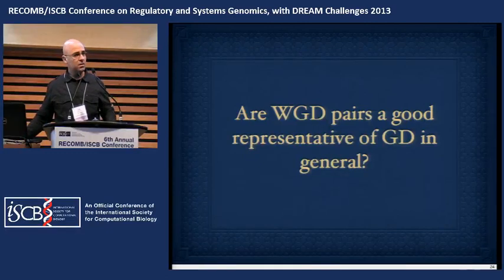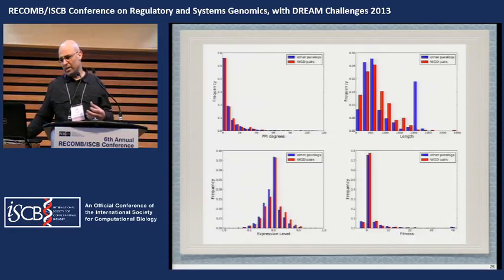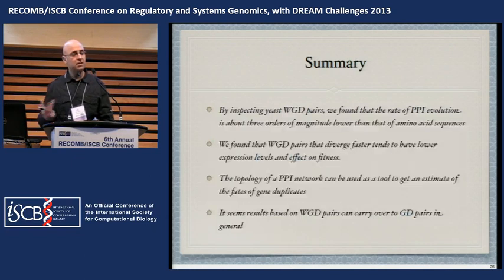So the last question I want to end up with: we focused on WGD pairs. Is this going to translate into the small-scale duplications, which are more common? To answer that question, we looked at different properties of WGD pairs versus pairs of gene duplication in general. We looked at the protein interaction degrees of these pairs, the length of the genes, and the expression level and fitness. If you exclude just the gene length, the distributions are almost identical. So we conclude from here that you can take these results and translate them to gene duplicates in general.